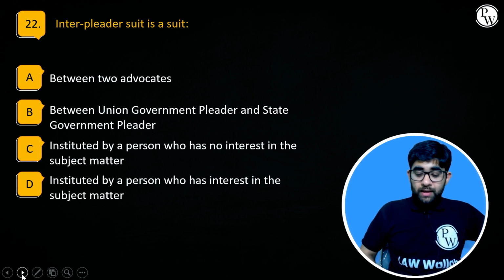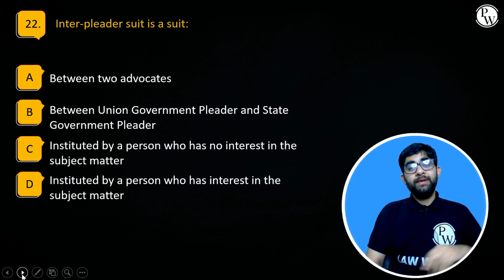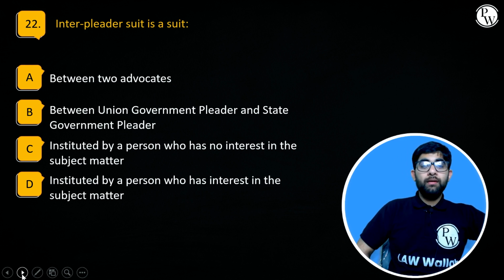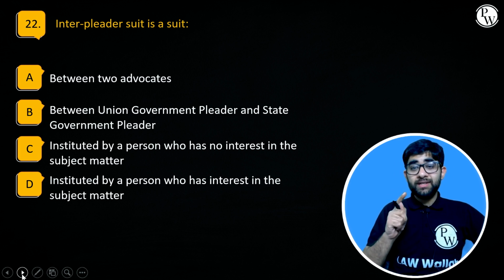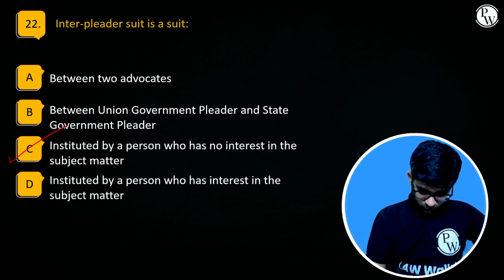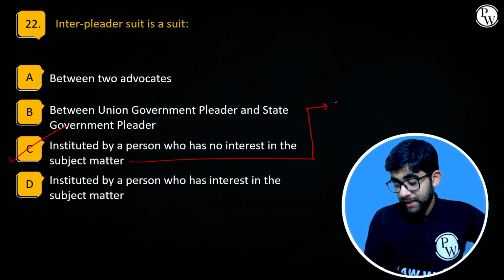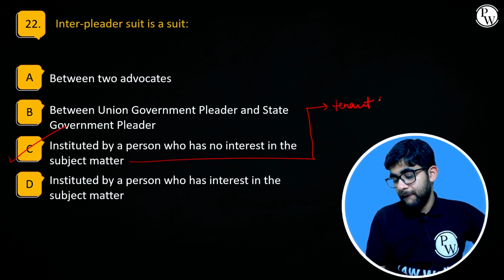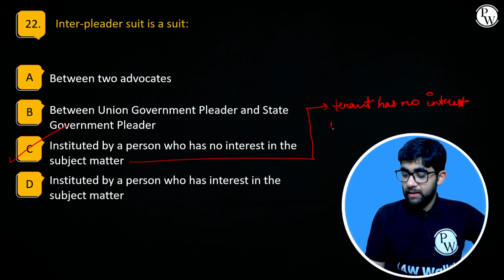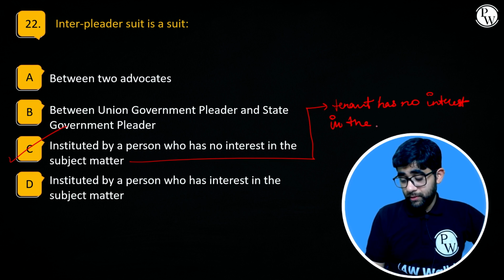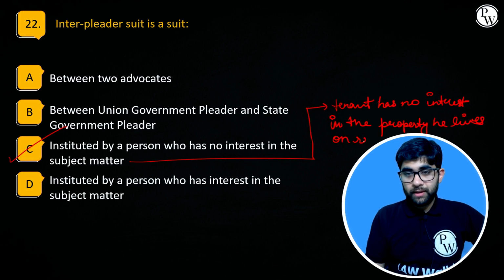Next, an interpleader suit is a suit between two advocates, between the union government pleader and the state government pleader, instituted by a person who has no interest in the subject matter, or instituted by a person who has interest in the subject matter. The answer is instituted by a person who has no interest in the subject matter. Like a tenant has no interest in the suit property, he lives on rent, right?